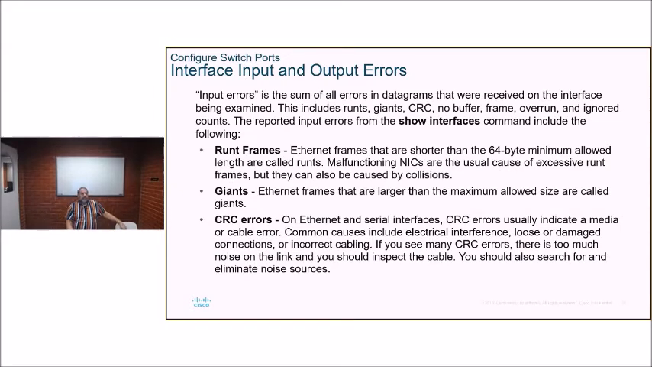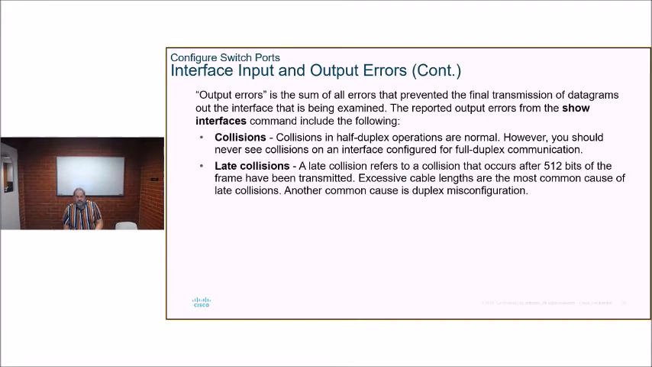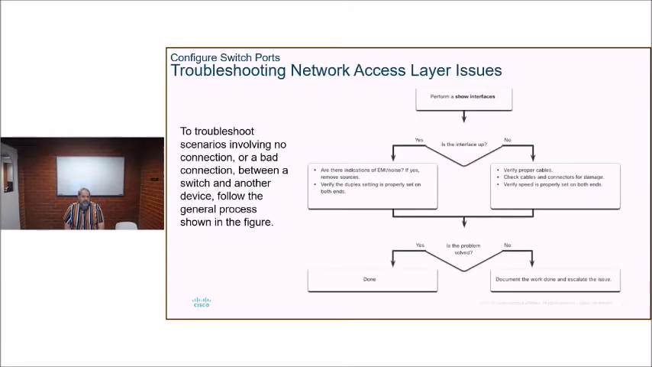All right. Runt frames are Ethernet frames that are shorter than the 64 byte minimum allowed. Malfunctioning NICs are the usual cause of excess runt frames. Giants are larger than the allowed size, and CRC errors mean that there's been some kind of interference and the data has been modified in transit, typically through noise or interference. Just, the signal is weakened and you can't read it. Output errors is the sum of all the errors, and so, yeah, we've pretty much covered that.